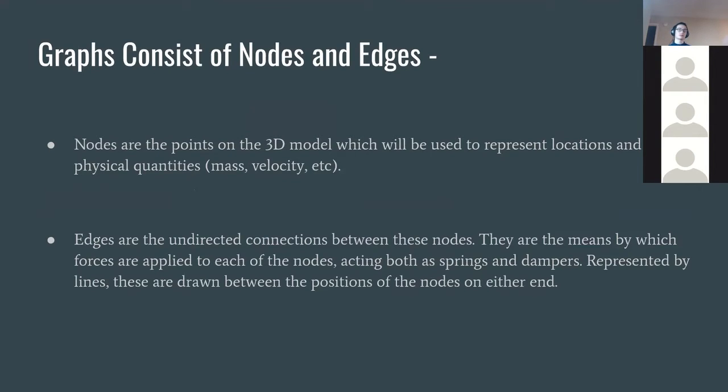Nodes are the points on the 3D model which are used to represent the locations and other physical quantities. So there's a point mass, and it's traveling at some velocity. Edges are the undirected connections between these nodes, and they're sort of the vectors along which the forces are applied. They conceptually act as both a spring and a damper. In the program here, they're represented as a line drawn between the two ends.